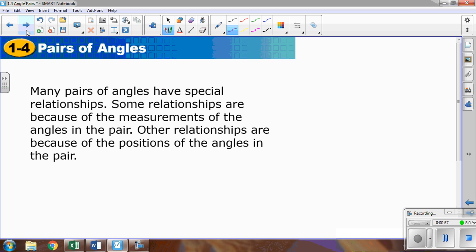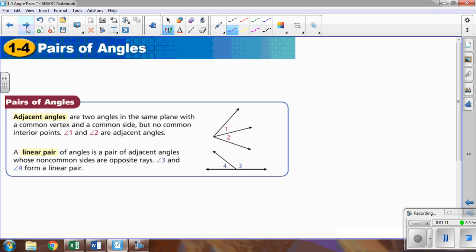And note that a lot of angles have special relationships between them. There are just certain characteristics that if you spot them, they are clues that there is more information that you can get right away. Pairs of angles frequently have those types of relationships. Just in a general English sense, what does the word adjacent mean?